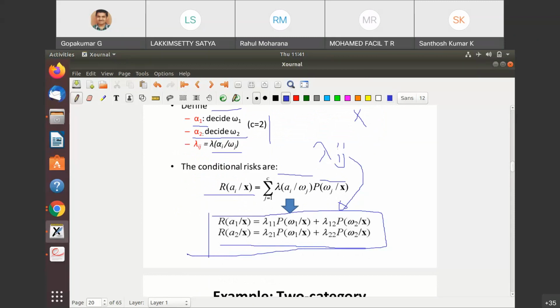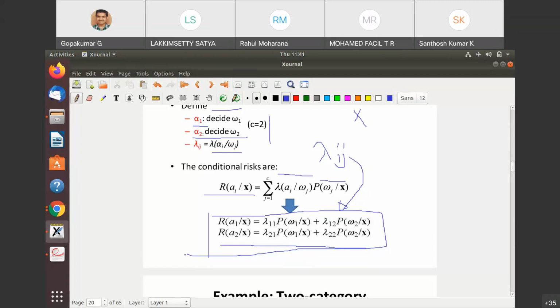So we have two actions, a1 and a2, or alpha 1 and alpha 2, whatever it is. Because I have taken the slides from the internet, there is a notational difference, but it doesn't make any difference. Here we have r of a1 given x and r of a2 given x. So given x, what is the risk associated with taking action a1 and the risk associated with taking action a2.